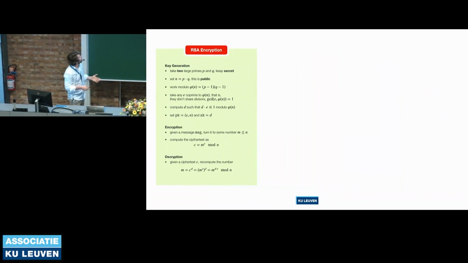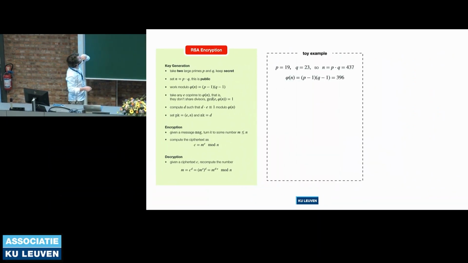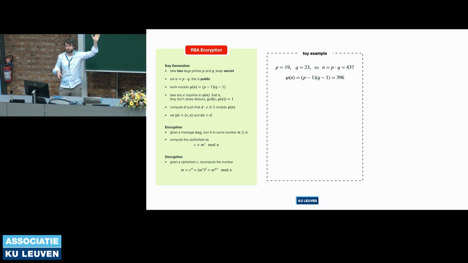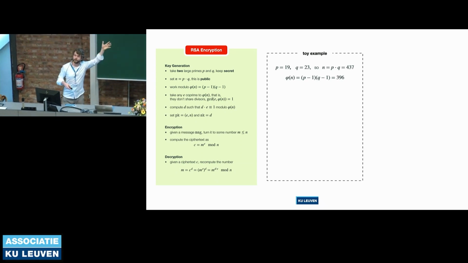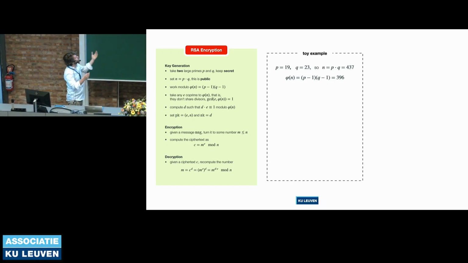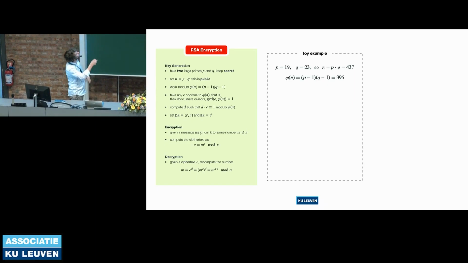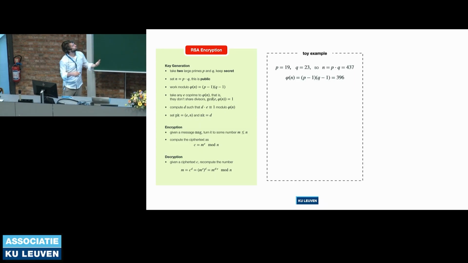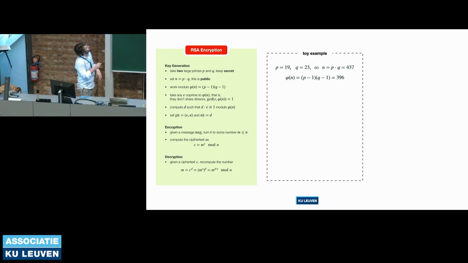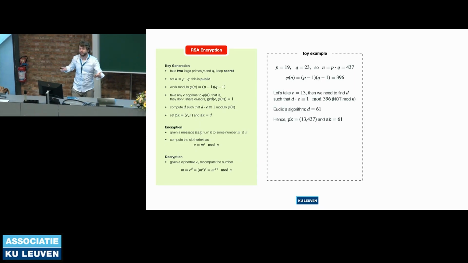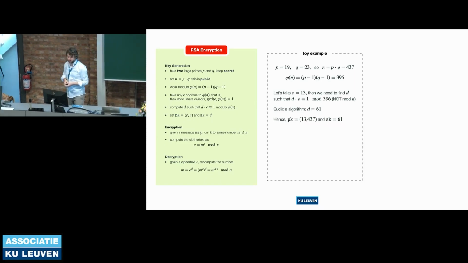Again, if you look at a toy example very quickly, you have to remember that we are now picking the primes each time, right? In the previous case, in elliptic curve Diffie-Hellman, we picked a prime and then the rest of the world was working with it. But now actually these primes are going to be yours to keep secret. 19 and 23, that would give you 437. And then this phi n is just going to be 18 times 22, which is going to be 396. Let's say you take a random e being 13.